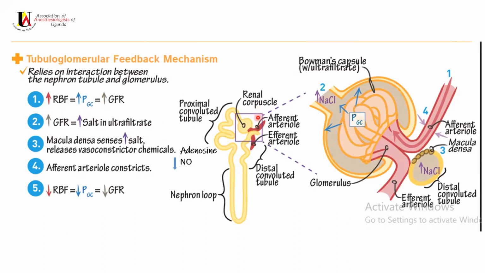And the macula densa cells are going to send feedback to the efferent arterioles by releasing chemicals that cause vasoconstriction or chemicals that would cause vasodilatation. For example, it releases adenosine that will cause vasoconstriction of the efferent arterioles, and then reduces the production of nitric oxide that would rather cause vasodilatation, hence reducing renal blood flow and GFR. That is the tubuloglomerular feedback.